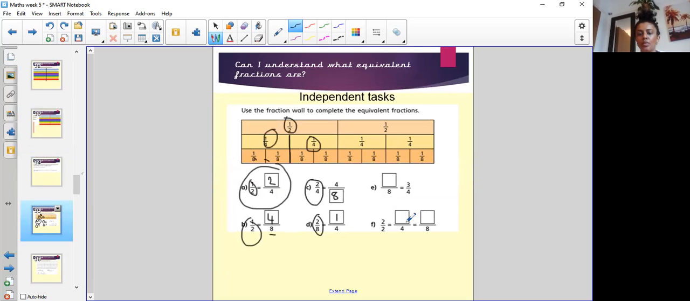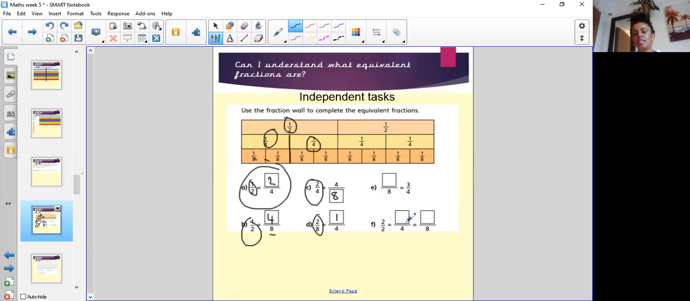Another thing that we went through was this independent task, which lots of you were startled by and originally found a bit tricky, and hopefully now with the explanation it's a bit clearer how to use that part of the fraction rule in order to find equivalent fractions.